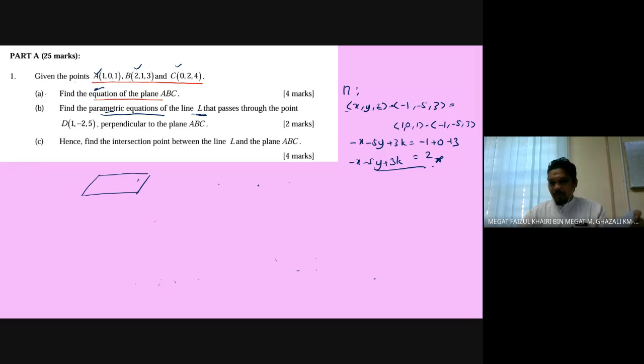So just imagine that this is the surface of the plane. You can see it on top, right? Okay. So this is the surface of the plane, and just imagine that there is a line which is passing through the point of D perpendicular to the plane, which is 90 degrees to the plane.